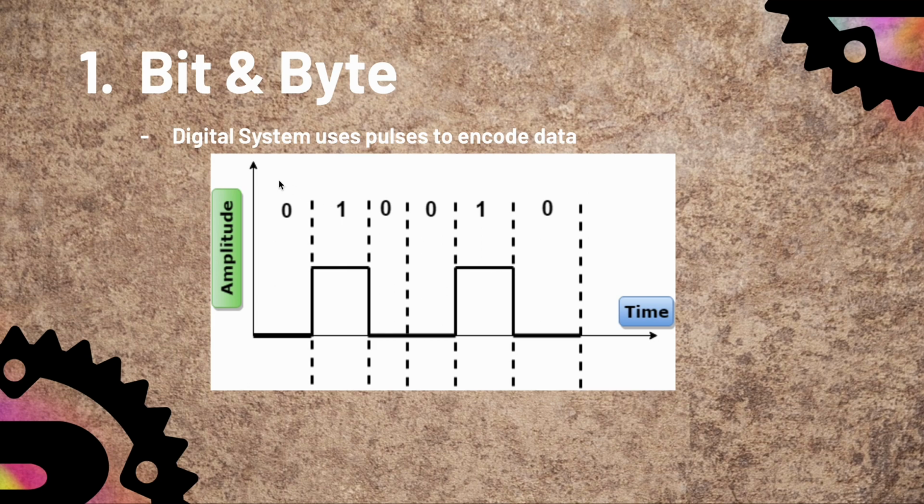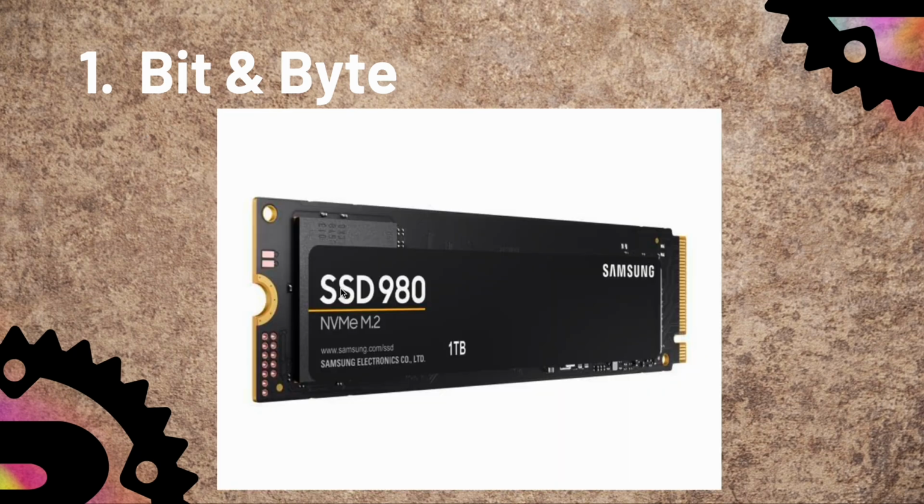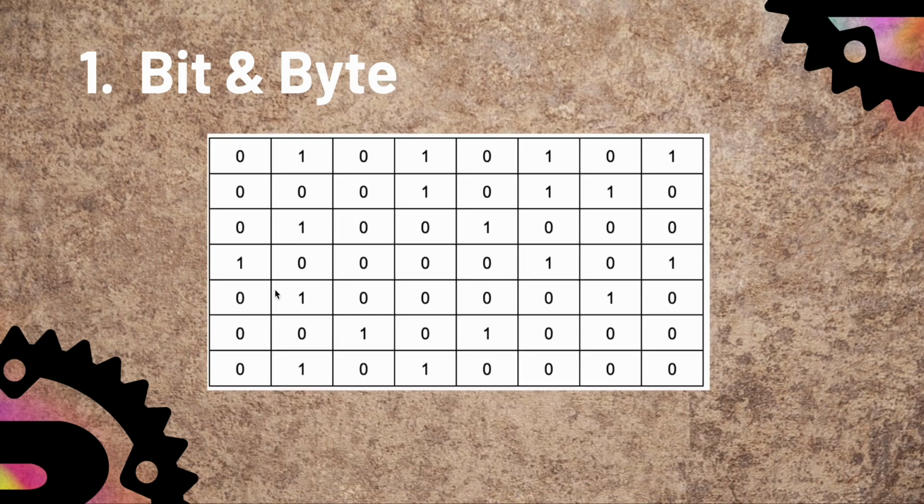Each piece of information, either 0 or 1, is called a bit. Now we can store bits in memory such as RAM or SSD, or we can even transmit them. Now let's pretend this is an SSD, a solid state drive in a computer, right? So it stores only 1 and 0.